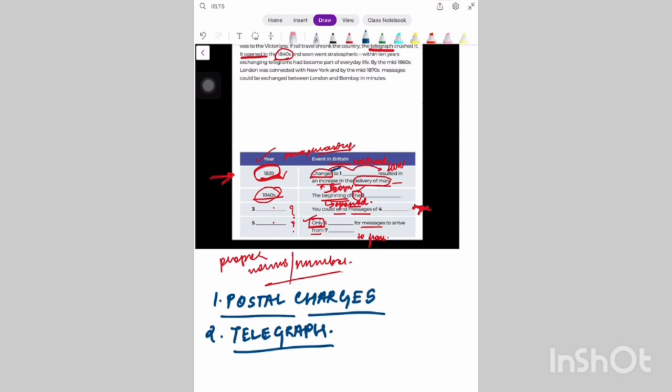So by the mid 1860s, because it's obviously talking about a year, my hint here is that it would be a kind of year. So the mid 1860s, London was connected with New York, and by mid 1870s, messages could be exchanged between London and Bombay in minutes. So here we are talking about, you could send messages of. Okay.